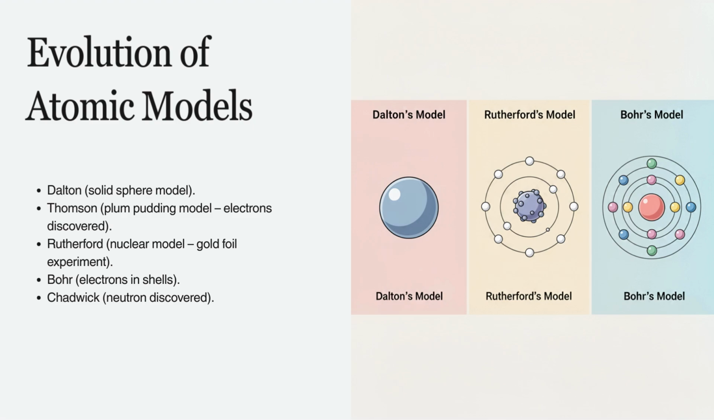Then comes the Bohr model. He improved the model further. He suggested electrons orbit the nucleus in fixed energy levels or shells. Finally, we have Chadwick, who discovered the neutron, explaining the extra mass of the nucleus. Now, all boards love asking questions about why the models changed and how they changed. Also mention the experimental evidence, especially the gold foil experiment, guys.